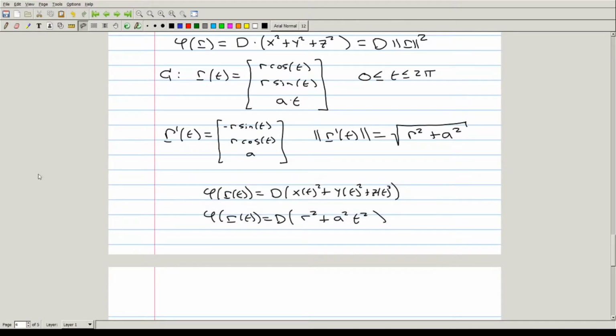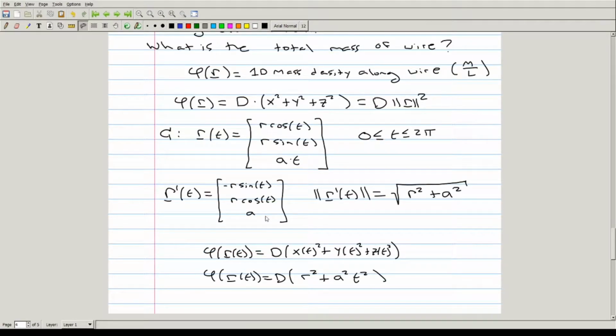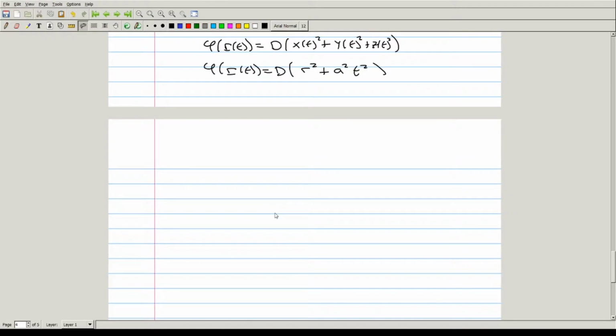These are always the things you want to do, when you're evaluating a line integral of a scalar function, before you even go through and do the line integral. Because now, evaluating the line integral over C is easy. And this is exactly, because phi is a mass density function, the total mass is going to be the line integral over C of this mass density function.